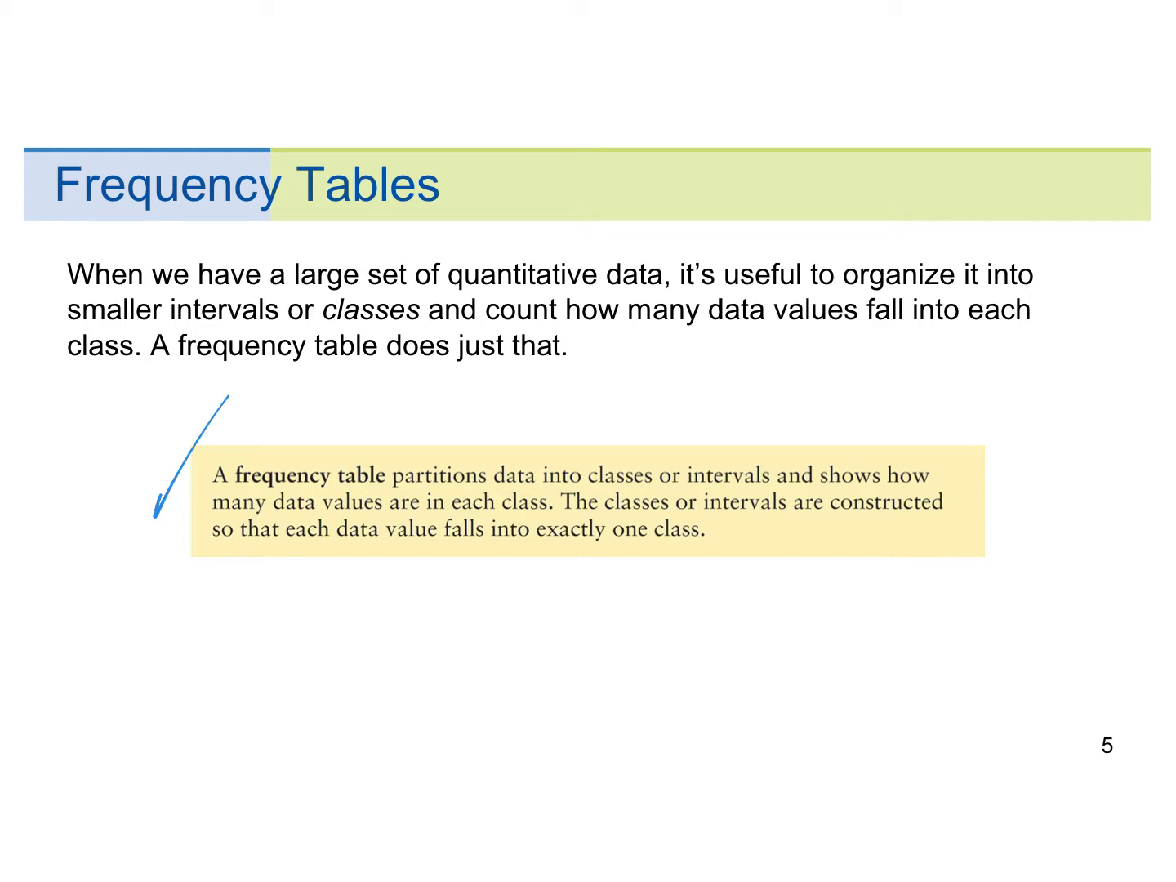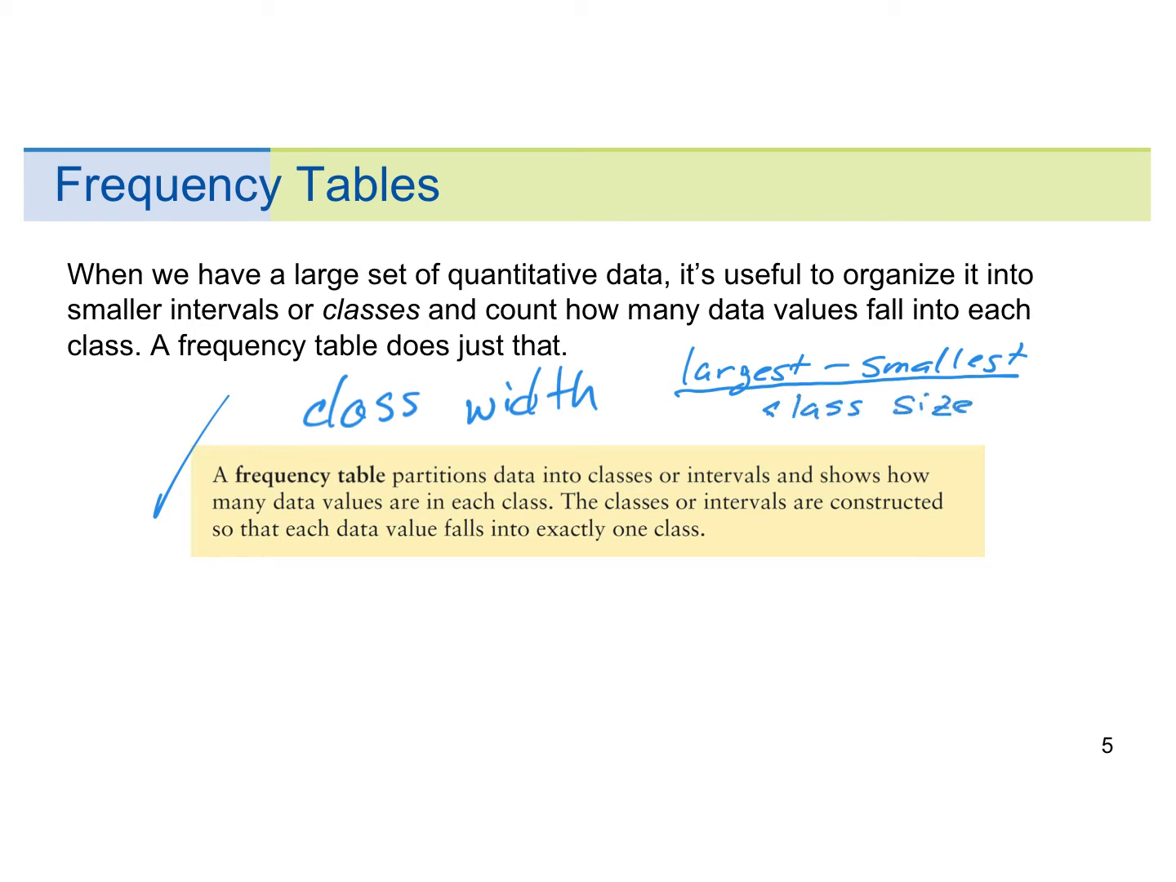What we need in it is a class width. And the class width is going to be given to you with a little bit of a formula. You're going to take the largest data piece, subtract the smallest data piece, and divide by a number that I'm going to give you. It's basically going to be the class size. So that's something I have to give you. I'm going to say I want 6 classes, 7 classes, 8 classes. So we'll give you the denominator.